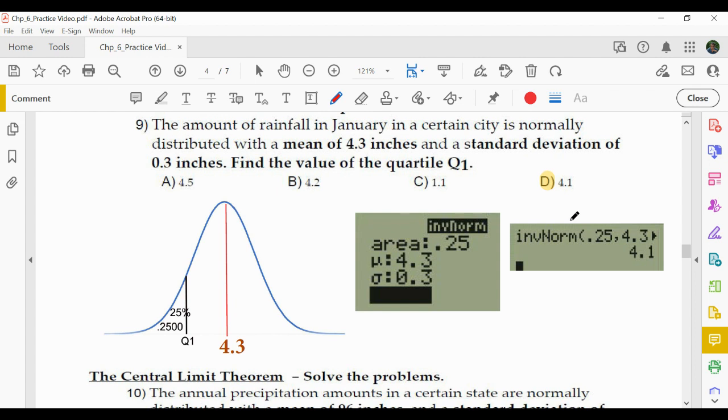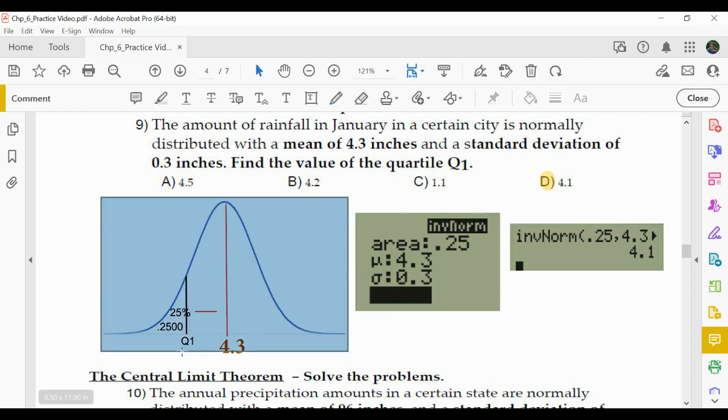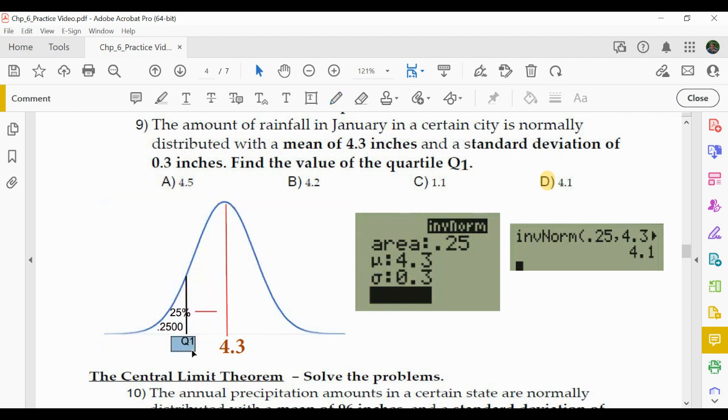First quartile, P25. I made sure I labeled this my mean in the middle, 4.3. Reason being, if this is the middle here, 4.3, the mean or median, and this represents the 50th percentile, anything to the left of this is my quartile 1, P25. P50, Q3, P75 would be somewhere out here. So if this value Q1 is to the left of 4.3, well, it can't very well be 4.5.